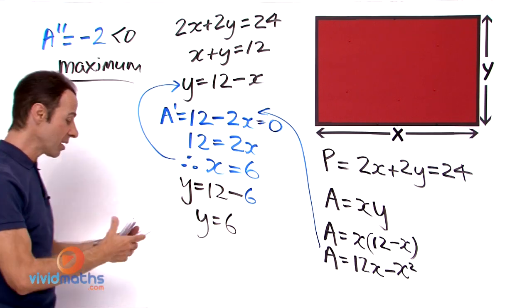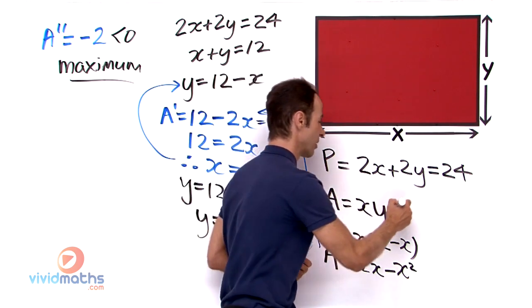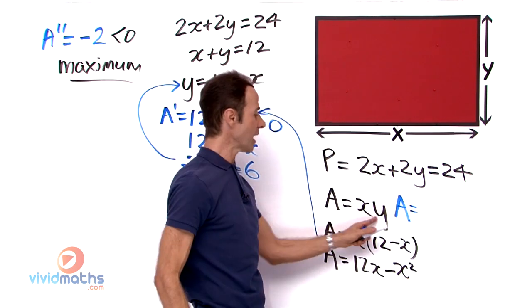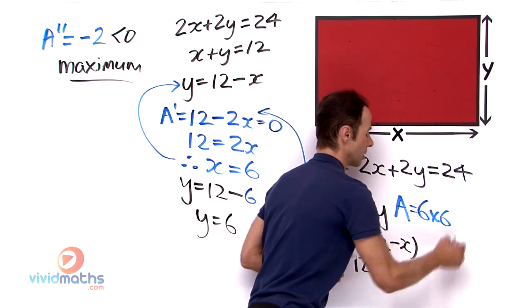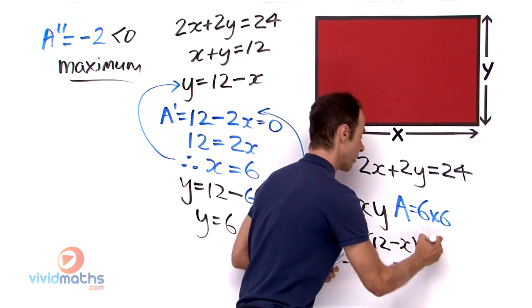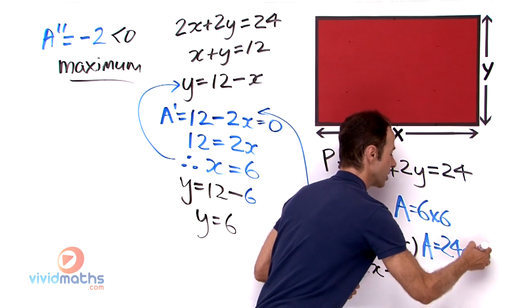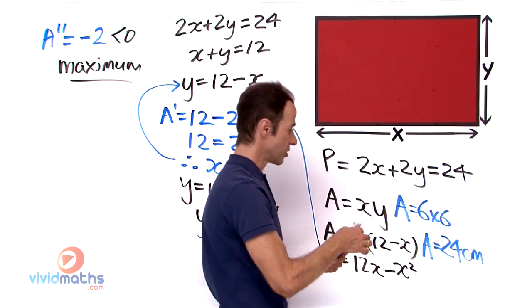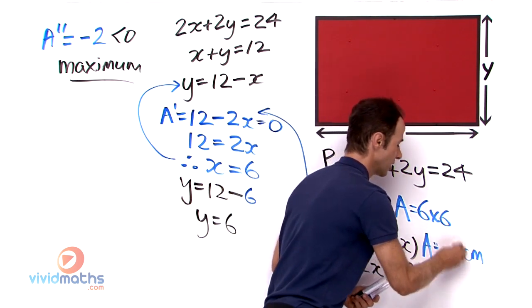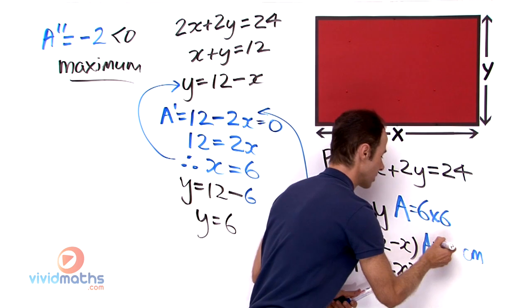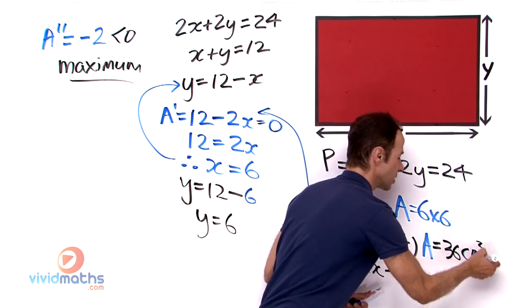So the maximum area is going to be, all we have to do is slot it back in here. Maximum area is equal to x times y, which is 6 times 6. And it's all in centimeters. So the area equals 24 centimeters. Actually, no, it's 36. What am I doing? 6 times 6 is 36. 36 centimeters squared.